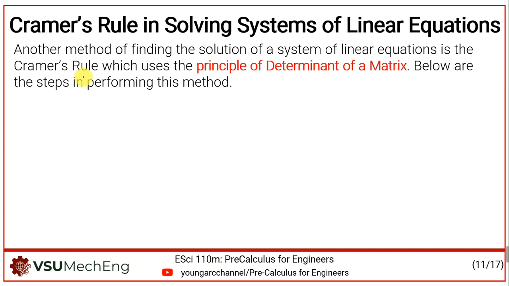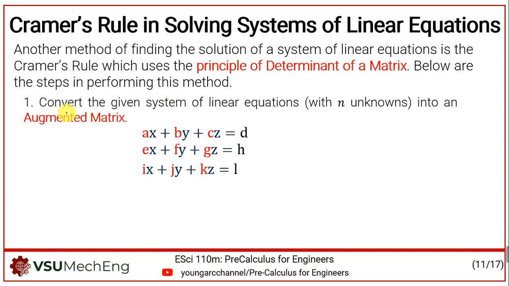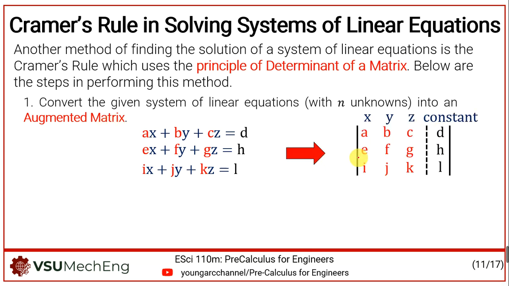So Cramer's rule uses the principle of determinant of a matrix. Later I will show you how to solve for the determinant of a matrix. But before that, we will discuss the procedure in performing this method. So first, you're going to convert the given system of linear equations with n unknowns into an augmented matrix. An augmented matrix is of this form.